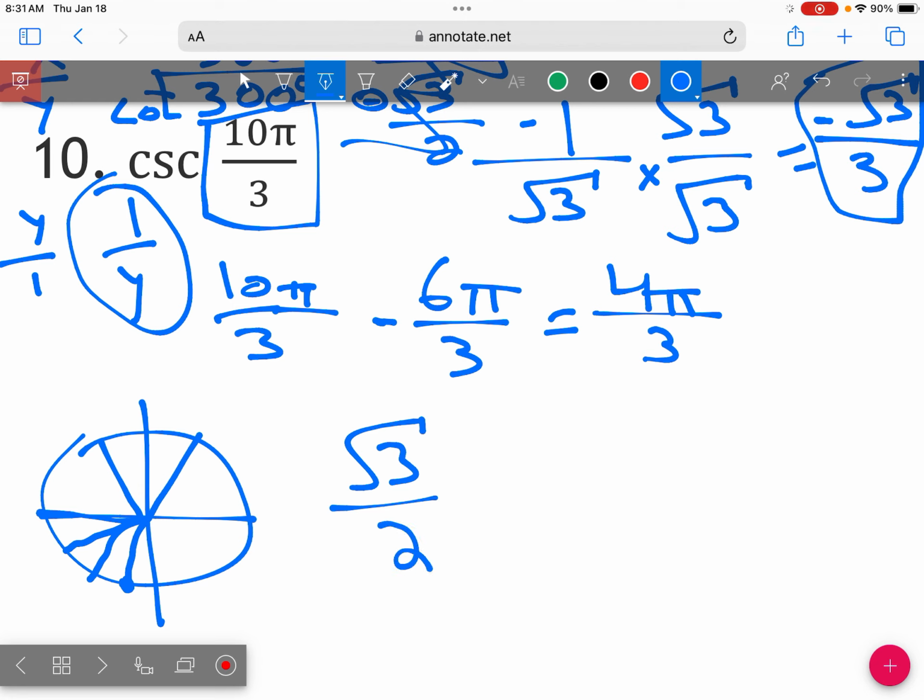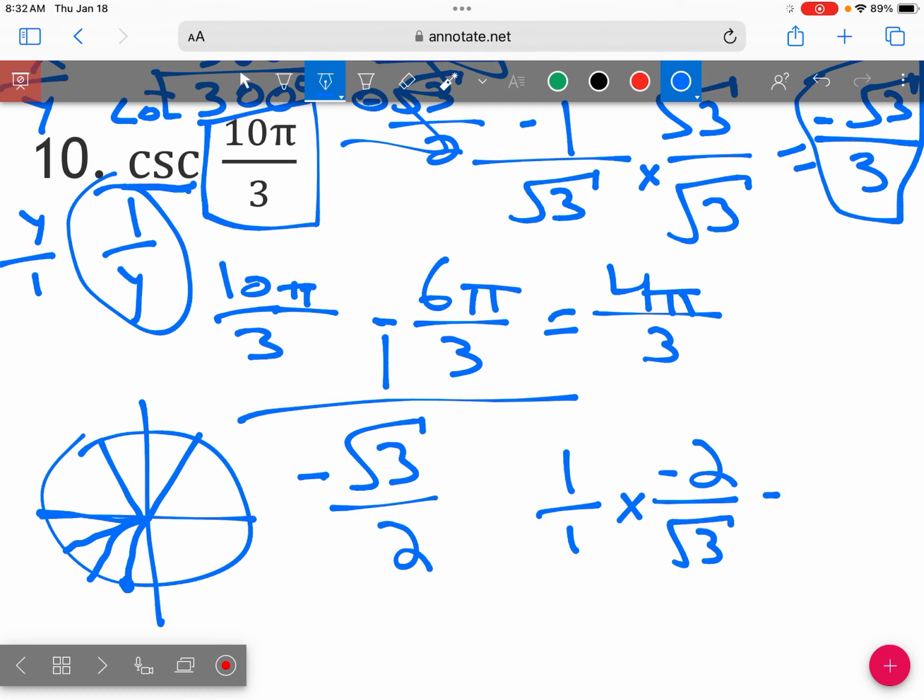And so from there, root 3 over 2, what do we say for quadrant 3? All y's are negative. But remember, we're looking at cosecant. We're not looking at sine. So it's actually 1 over negative root 3 over 2. And so we're going to do keep, change, flip again. And so what I do is 1 over 1, change, make it multiplication. Flip, negative 2 over root 3. And from there, I multiply across, and we're going to get negative 2 over root 3. Everyone with me to that step?